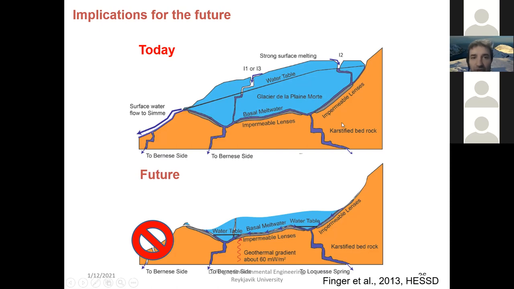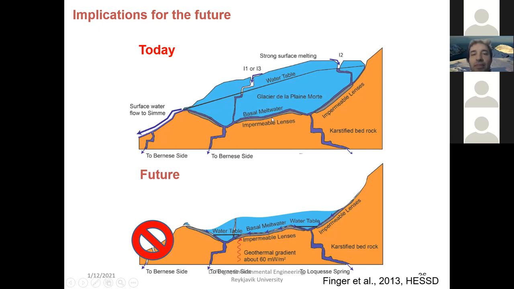So on the top picture here, you have the situation today, where the glacier is still quite large, over 200 meters in thickness, and the glacier fills up with water during summertime. So the glacier is almost floating in the water, and the water flows towards the north and comes down into the Simmental, which is in the northern part of the glacier.